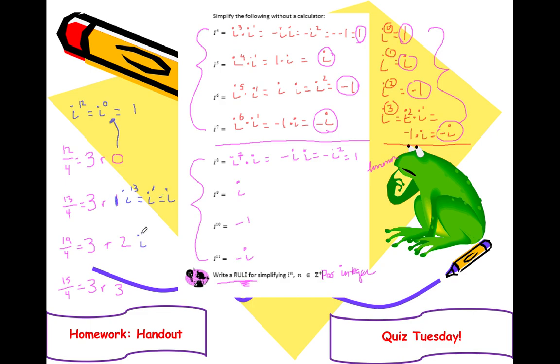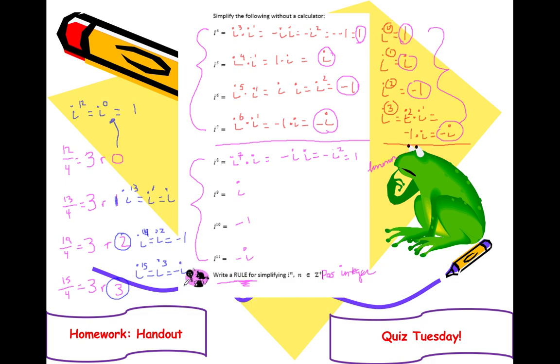How about i to the 19th? i to the 19th is the same as i to the remainder when divided by 4. And how about i to the 14th? I said 19, didn't I? How about i to the 15th? It's going to be the same as i to the remainder when I divide by 4.